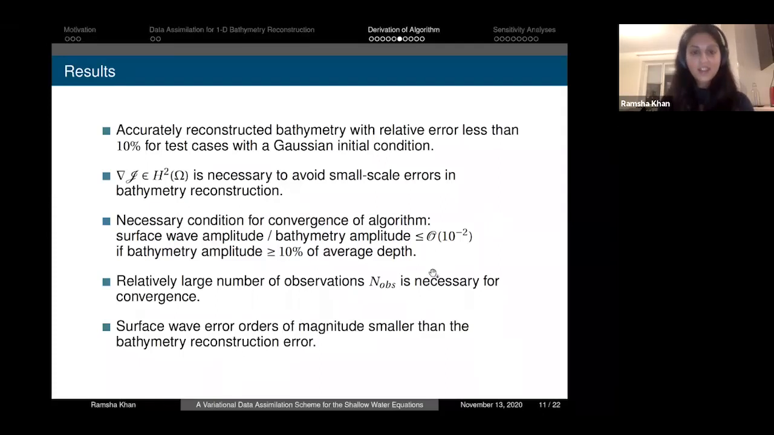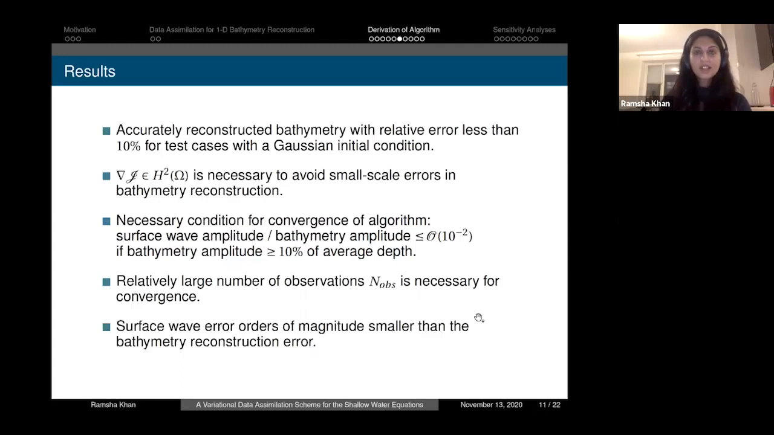Another main result was that for the data assimilation algorithm to converge, we required the surface wave amplitude, so the amplitude of the initial condition, to be at least 2 orders of magnitude smaller than the amplitude of the bathymetry if the bathymetry amplitude was larger than 10% of the average depth. Realistically, this is not an unfeasible result, considering that the average depth of the ocean is something like 4 kilometers, and tsunami initial conditions are quite small relative to that. So this is something that we see more often in reality.